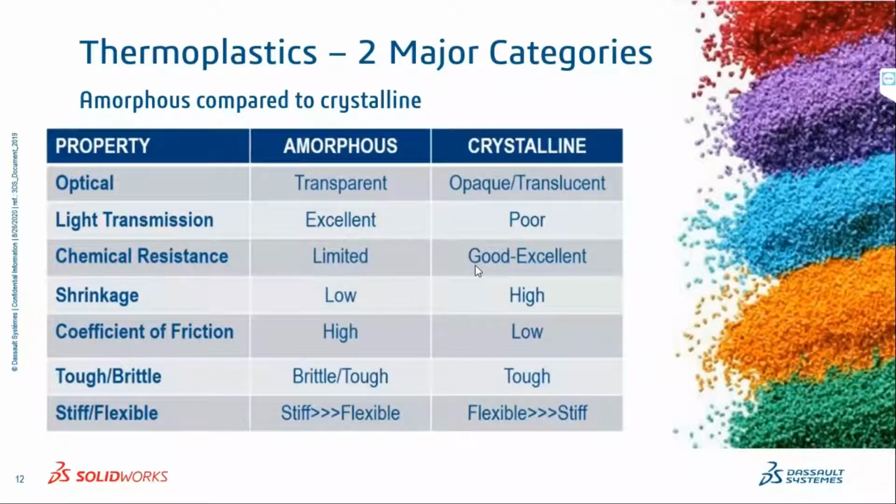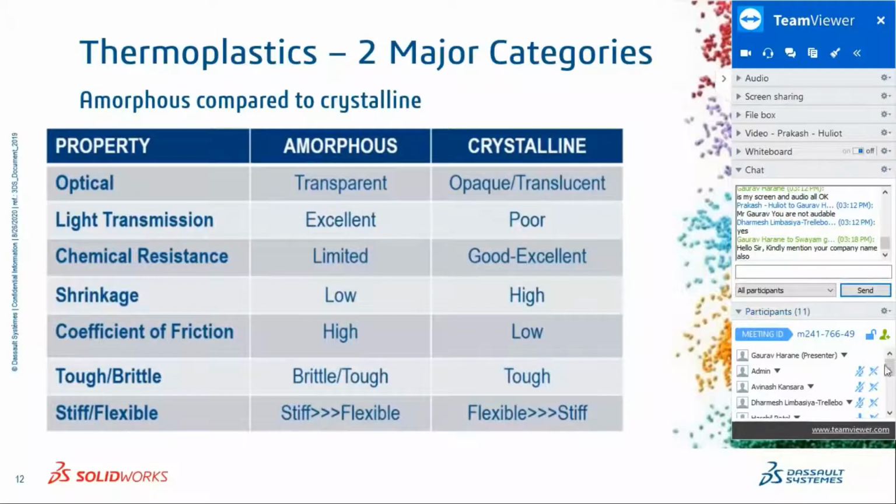These are a few more properties differentiating amorphous and crystalline, like the optical properties, whether it is transparent or translucent, the light transmission, chemical resistance, shrinkage, the coefficient of friction, whether it is tough or brittle, etc. So all these are the differentiating points of the two categories of thermoplastics.